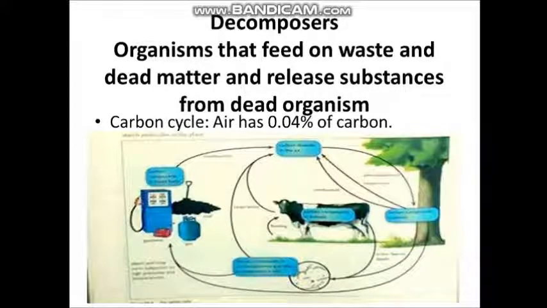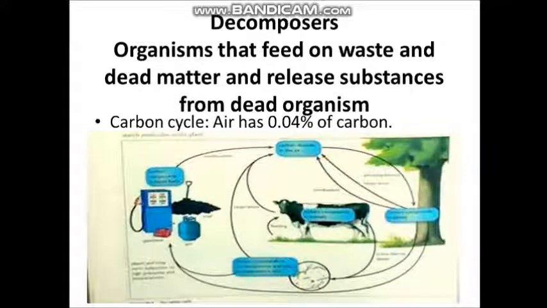Now, after producers and consumers, we have decomposers. Decomposers are the organisms that feed on waste material and dead matter. They finish the dead matter. When an organism is dead, they break it down, release the substances from that dead organism, and return them to the atmosphere. Which substances am I talking about? Two substances: carbon and nitrogen.